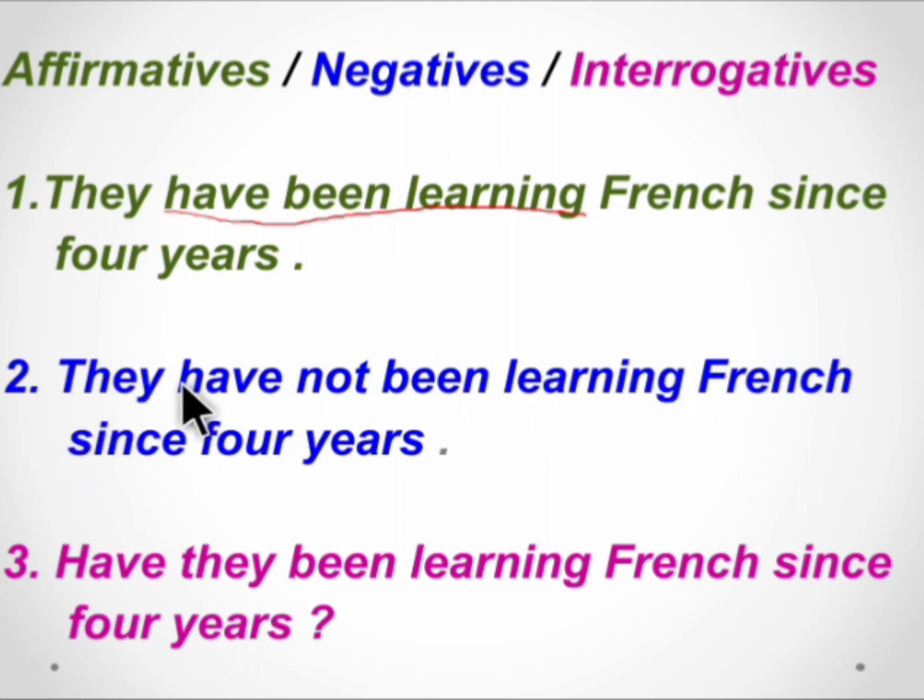Next, they have not been learning French since 4 years. So since they is plural, we use have. The negative word we have inserted. So since we have used a negative word, it has become a negative sentence. So this is the affirmative sentence. This is the negative sentence. We have used not. Have they been learning French since 4 years? So since they is there, we have used have. The same sentence has become an interrogative sentence. If you bring the verb before, that is in the beginning of the sentence, it will become an interrogative sentence. So have they been learning French since 4 years?